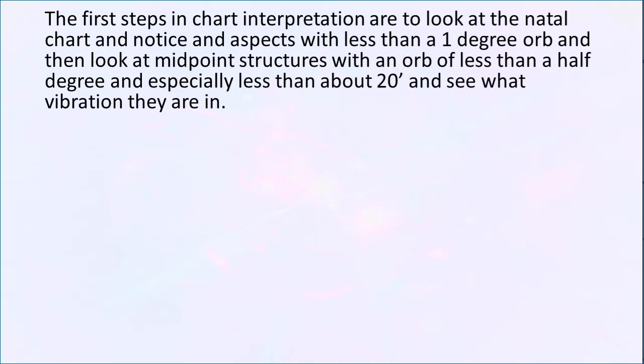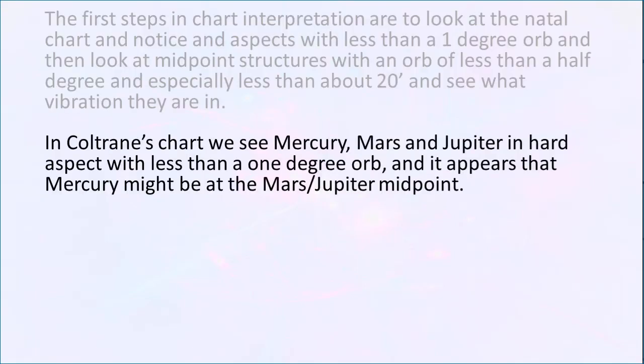So what we can do is look at his natal chart, notice the aspects with less than a 1 degree orb, and then look at the midpoint structures with an orb of less than a degree and a half. Especially very, very tight midpoint structures, like less than about 20 minutes. And then we see what vibration they are in. This is a standard process for finding major things in a person's chart. So let's see if he has any strong aspects, less than a degree, and let's look at the midpoint structures that are very tight. So here's what we see.